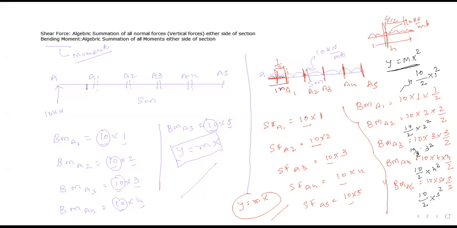Suppose you consider any moment at point A1, it may be stationary, fixed. But along the axis, your value of the bending moment will change. Is it clear or not? Please confirm. So this is a small difference between moment and bending moment. Is it clear? Okay, fine. Sure.